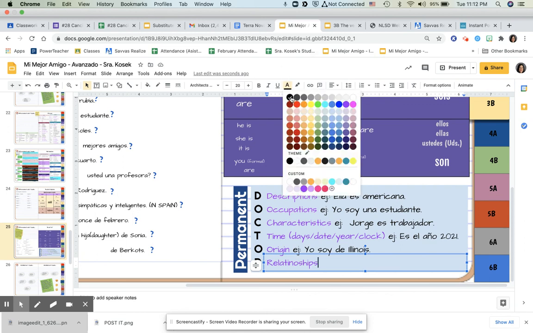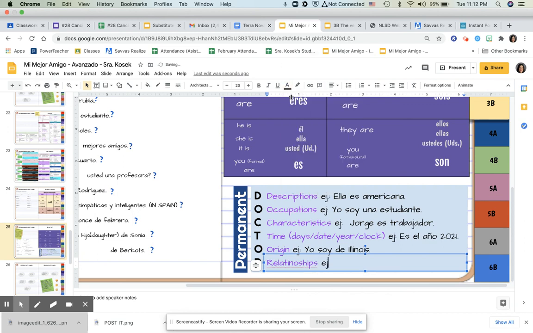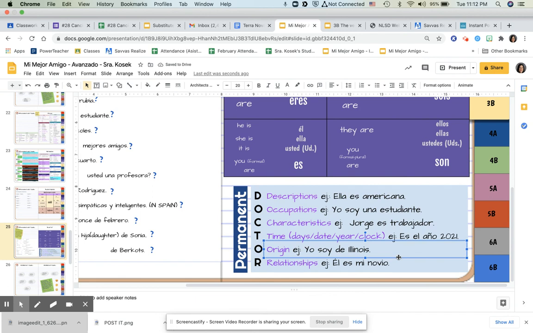So let's do an example. I spelled relationships wrong. Yep, I did. There it is. I forgot an O. Relationships. Okay, so let's do an example. Let's learn the word for boyfriend or girlfriend. Novio would be a boyfriend. Novia would be a girlfriend. So he is my boyfriend. Él, con acento, es mi novio. He is my boyfriend. Now you learn the word for boyfriend. Novia would be girlfriend. So R stands for relationship.